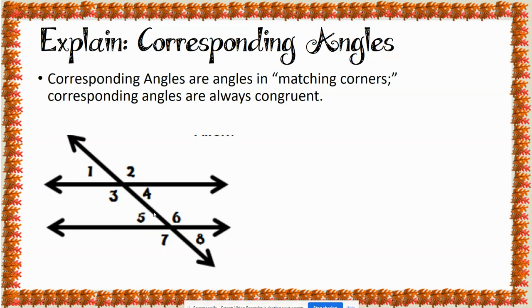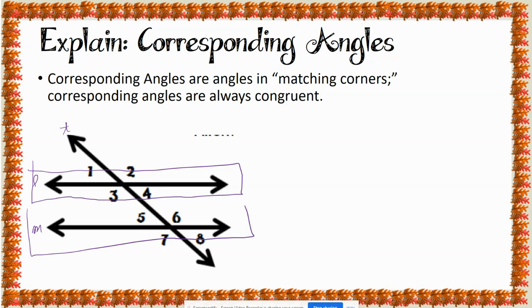Corresponding angles are angles that are in what we call matching corners. And corresponding angles are also always going to be congruent. So what we mean by this is that every parallel line, so line L and line M, when they're cut by this transversal, each line has four different angles. So we see these four right here, and we see that line M creates these four angles.